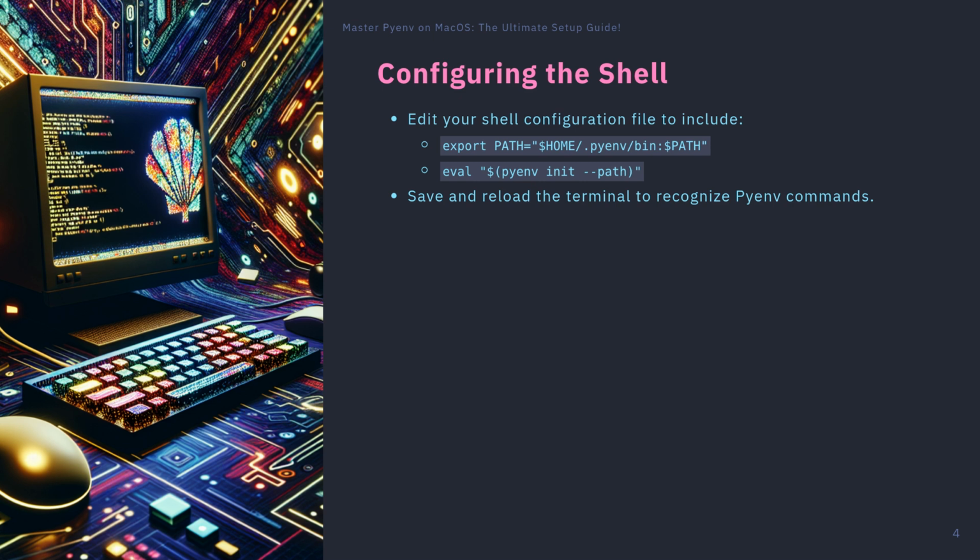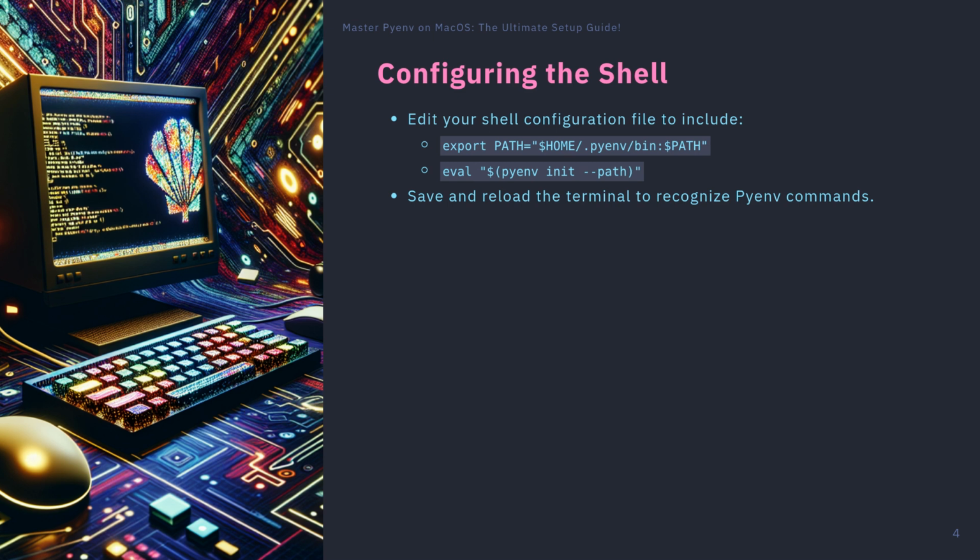With Pyenv installed, the next step is to configure your shell. This is critical for ensuring that Pyenv works seamlessly with your terminal sessions. Open your shell configuration file again, whether it's .bash_profile, .zshrc, or another relevant file. You need to add the following lines: export PATH=$HOME/.pyenv/bin:$PATH, and eval "$(pyenv init --path)". These commands will set the necessary environment variables and initialize Pyenv every time you open a new terminal session.